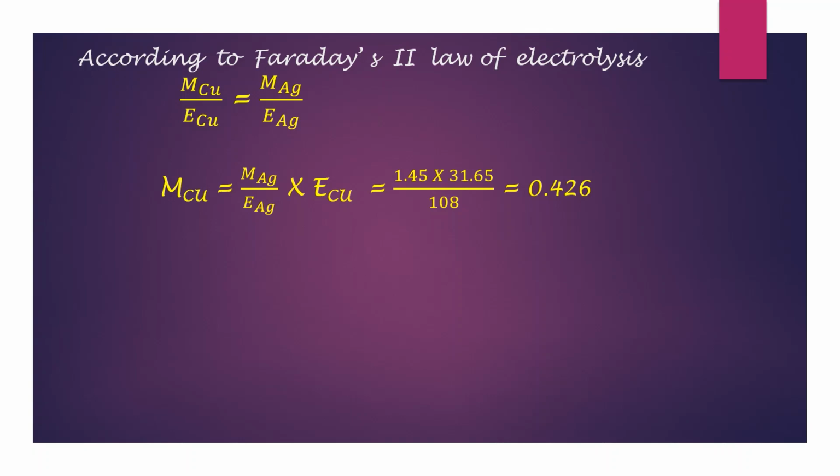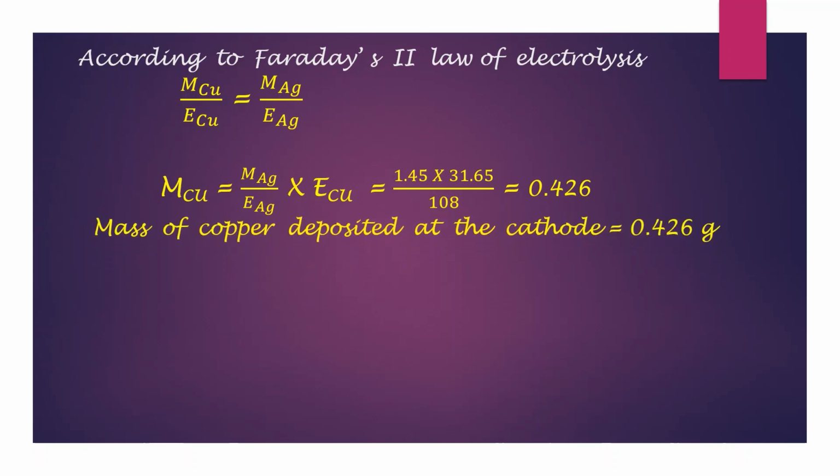Here E_Cu in the denominator of the left hand side is taken to the numerator of the right hand side, so that will give this equation: M_Cu equals M_Ag divided by E_Ag into E_Cu. M_Ag is 1.45 gram, that is given, divided by E_Ag, that is 108, the equivalent mass of silver. E_Cu is 31.65. So 1.45 into 31.65 divided by 108 will give 0.426. So 0.426 gram is the copper that is deposited at the cathode.